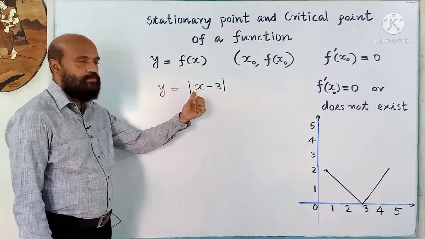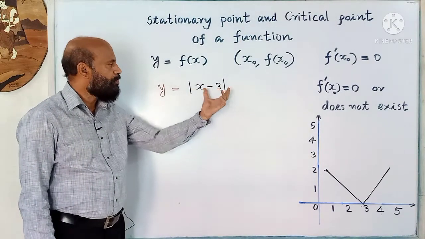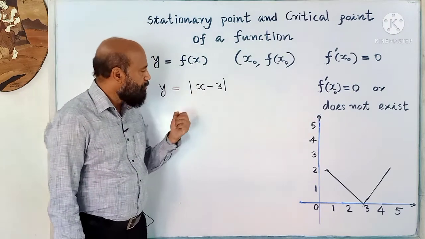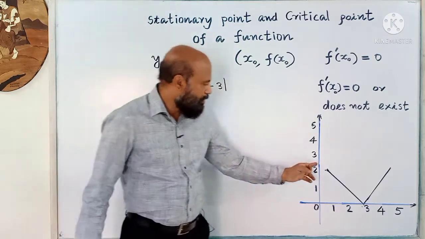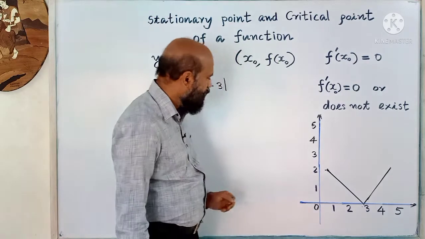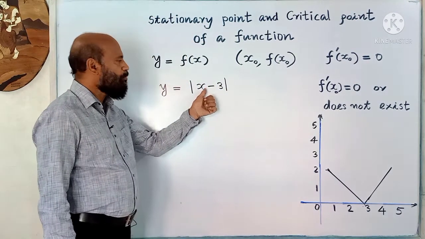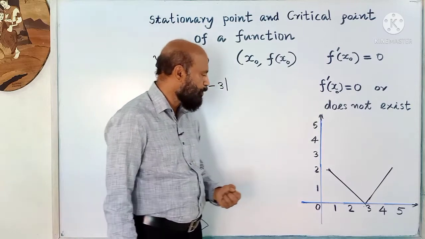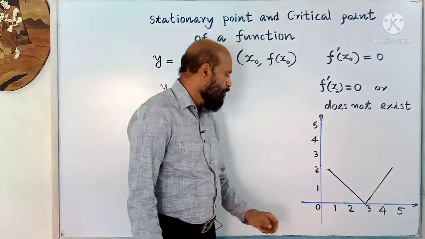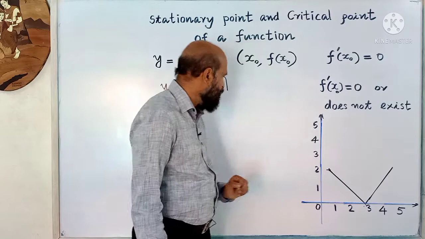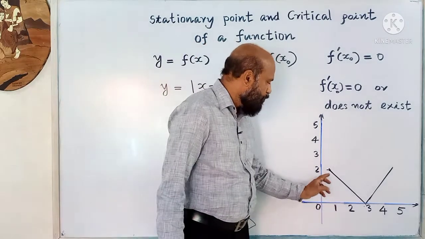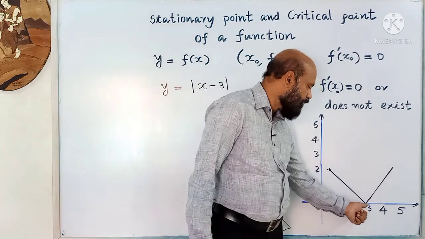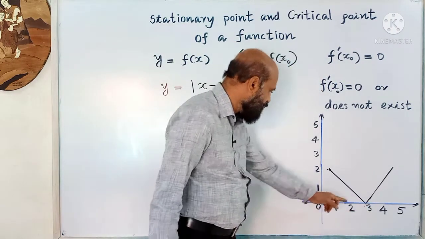Now take y is equal to modulus of x minus 3. So it is a modulus function, and now this is the graph. When x is 1, 1 minus 3 is minus 2, and the modulus of minus 2 is 2. So when x is 1, y is 2. So you can see it's going on decreasing and then increasing. But here the first derivative does not exist.